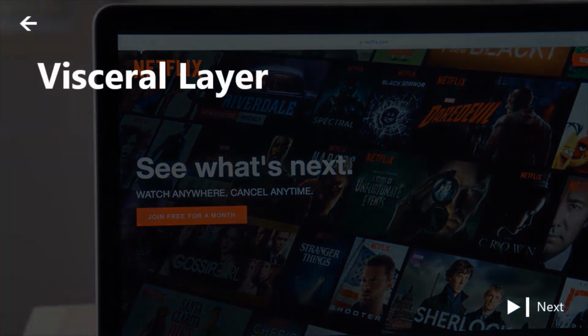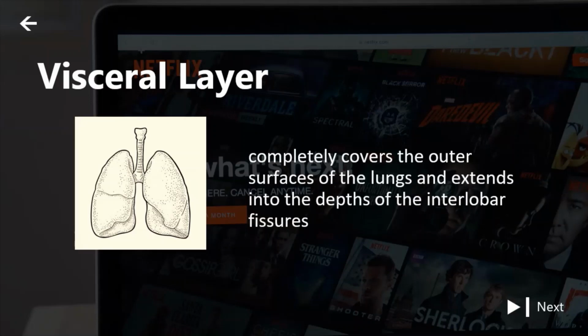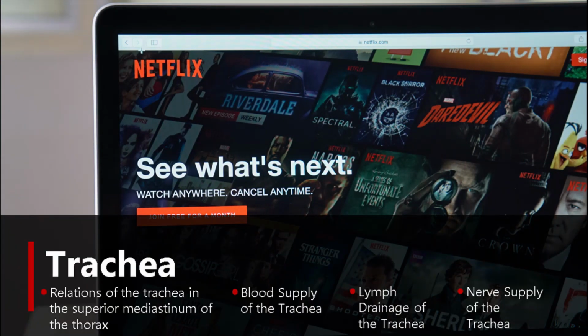Next is the visceral layer. It completely covers the outer surfaces of the lungs and extends into the depths of the interlobar fissures. Next is trachea, and I will be talking about the relations of the trachea and the superior mediastinum of the thorax, blood supply of the trachea, lymph drainage of the trachea, and nerve supply of the trachea.